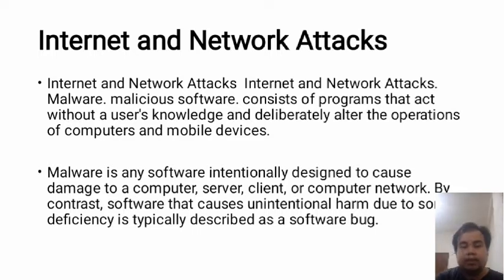So now we will be talking about the different types of internet and network attacks. The first one that we will be tackling is malware. Malware is any software designed to cause damage to any computer, server, or client. This harm is typically described as a software bug. We can get this malware from installing software from the internet or from any other websites that we may not trust.